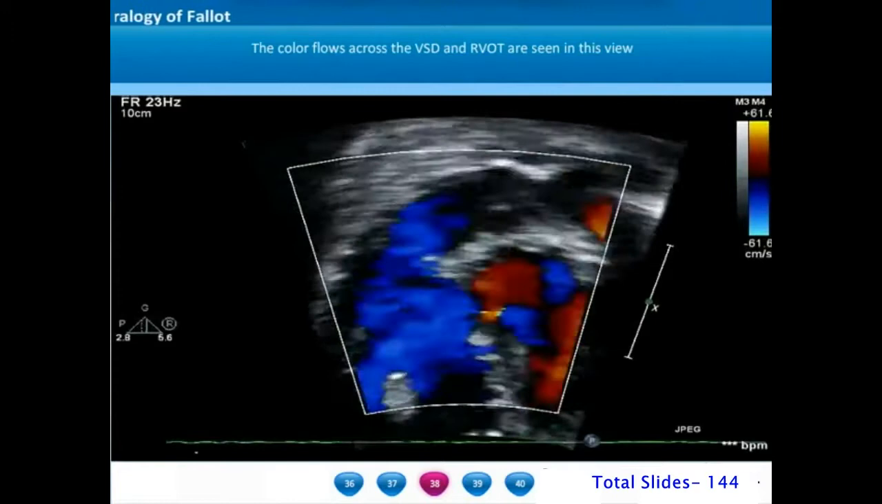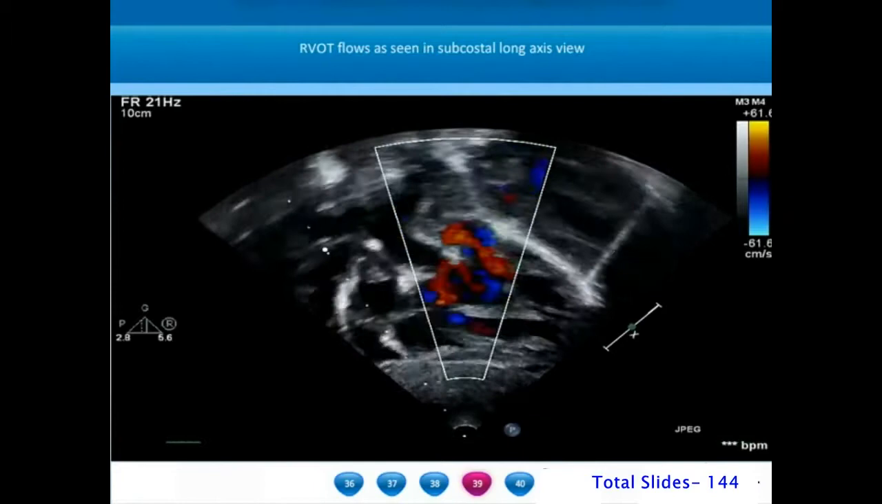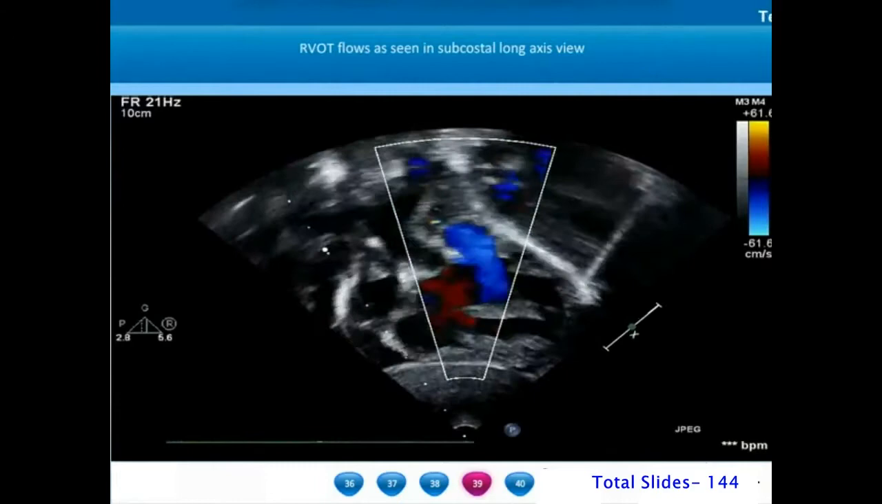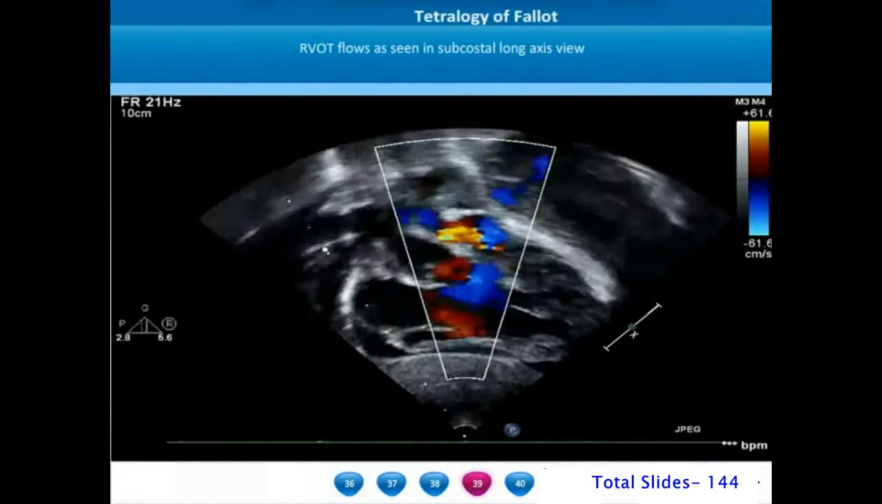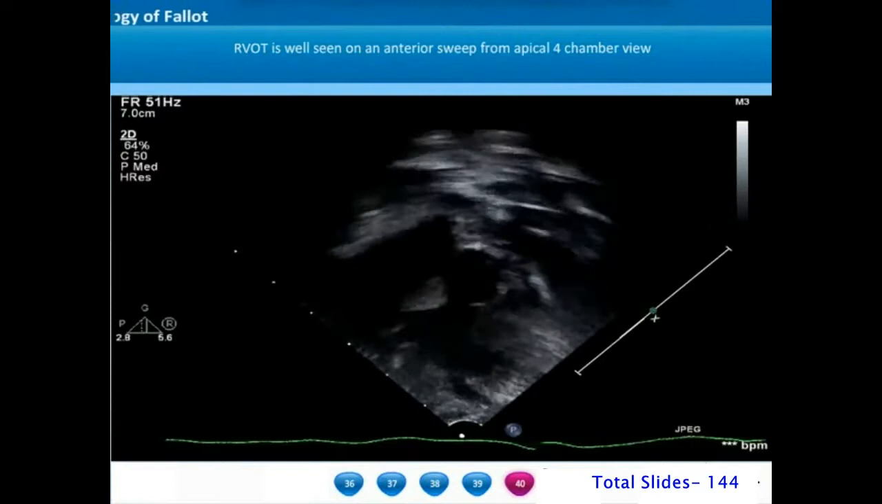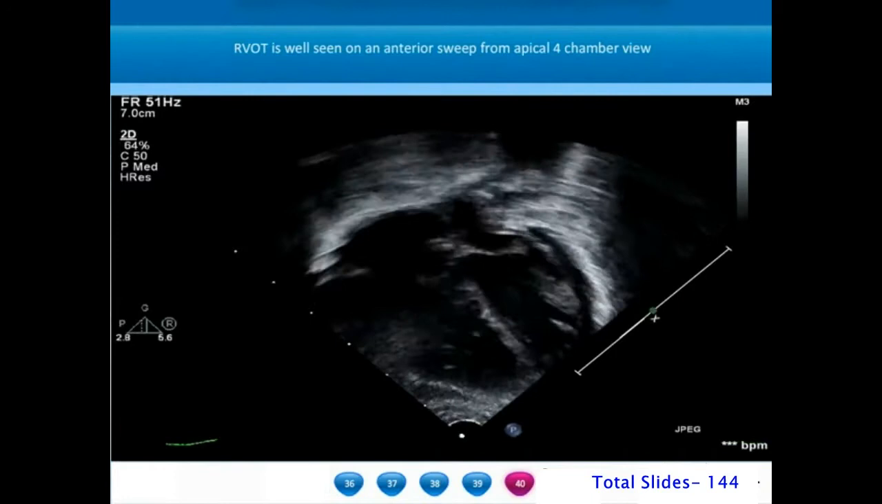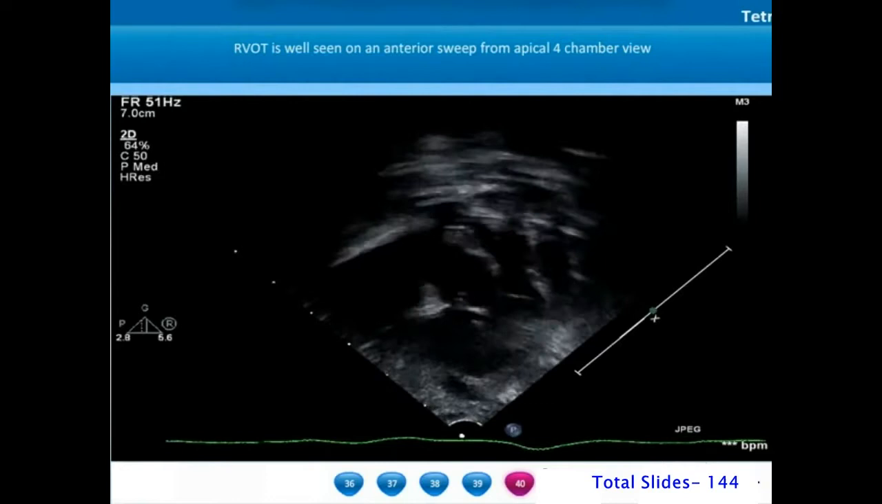On a subxiphoid coronal view, with the counterclockwise rotation of the probe, we will be able to appreciate the right ventricular outflow tract narrowing starting from the region of infundibulum. In this apical view, we originally start seeing the four chambers of the heart, but on a gradual anterior sweep, we see the anterior deviation of the coronal septum causing an infundibular narrowing. We can also appreciate the malaligned ventricular septal defect.